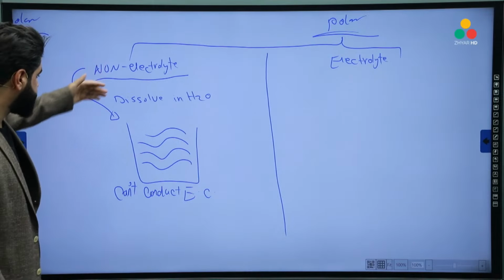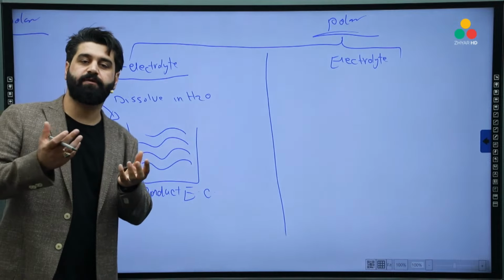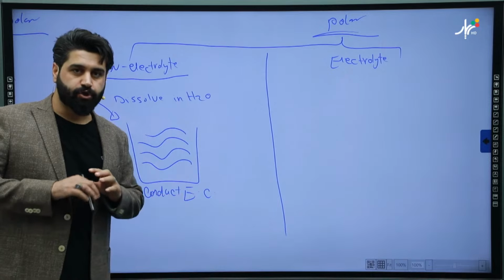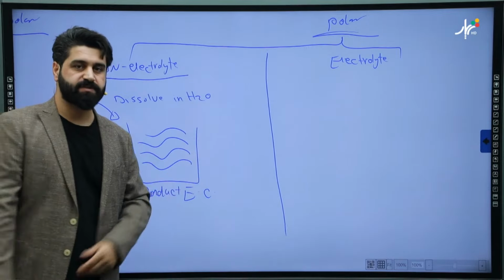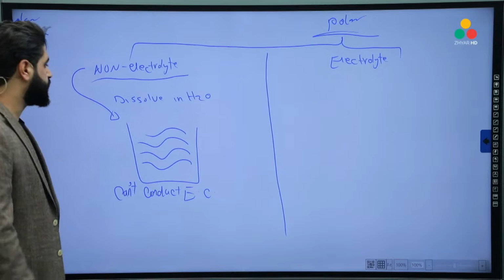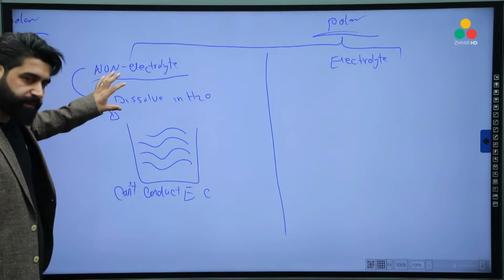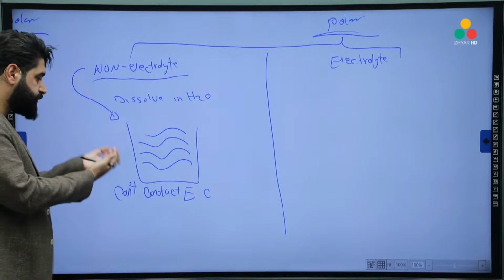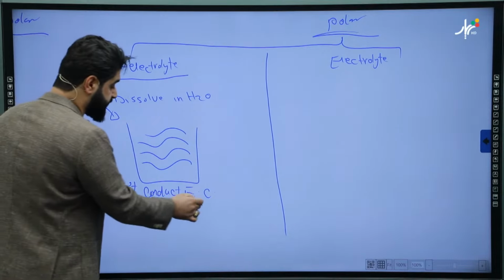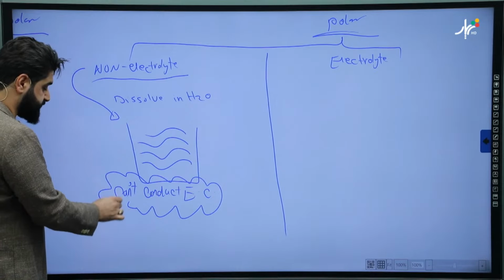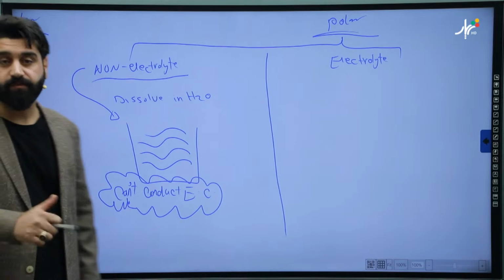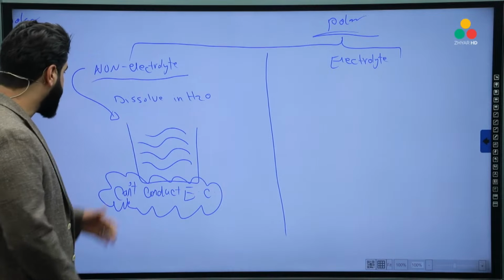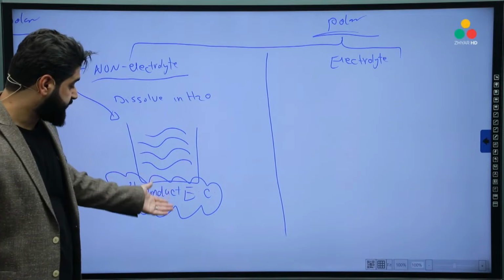Non-electrolyte compounds, when they dissolve in water, produce an aqueous solution that doesn't have the ability to conduct electricity, according to Arrhenius's experiment. That means when they dissolve in water, they will produce an aqueous solution that cannot conduct electricity. That was the non-electrolytic property. Well, why can't they conduct electric current?